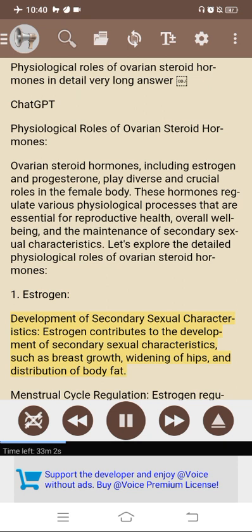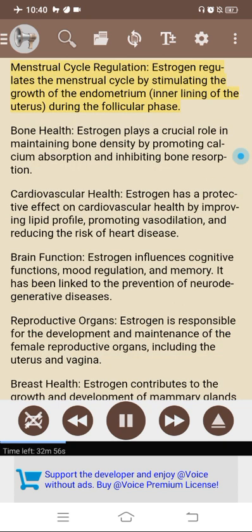1. Estrogen. Development of secondary sexual characteristics. Estrogen contributes to the development of secondary sexual characteristics, such as breast growth, widening of hips, and distribution of body fat. Menstrual cycle regulation. Estrogen regulates the menstrual cycle by stimulating the growth of the endometrium, inner lining of the uterus during the follicular phase. Bone health. Estrogen plays a crucial role in maintaining bone density by promoting calcium absorption and inhibiting bone resorption.